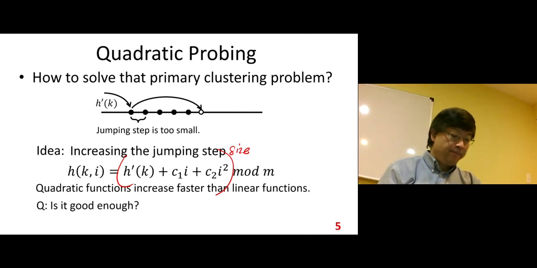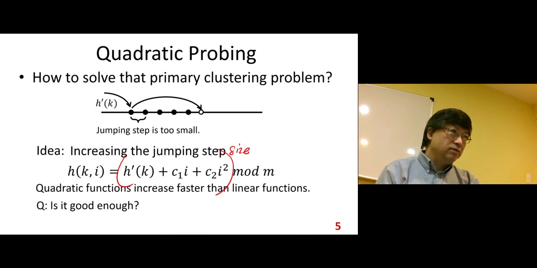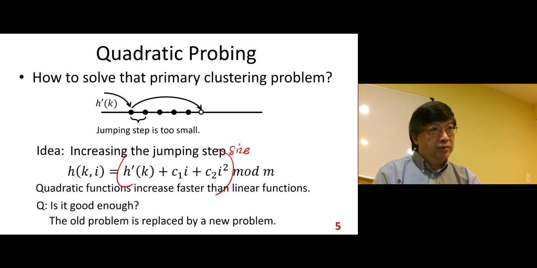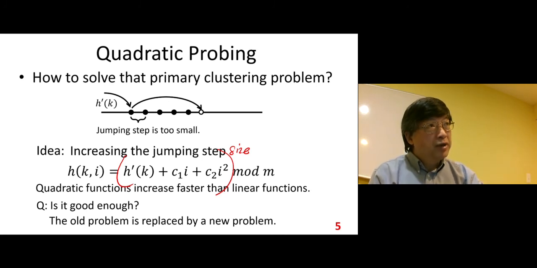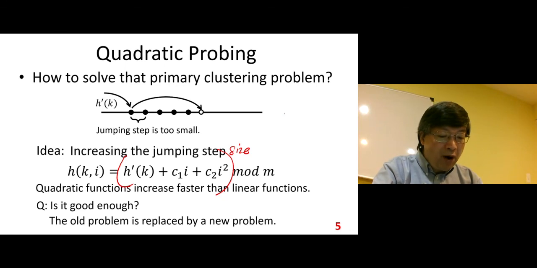But the question is, is this good enough? Is this a satisfactory method? We want to ask this question. There is a problem. The old problem is replaced by a new problem. We solved an old problem. So what is the old problem? The old problem is called the primary clustering problem.